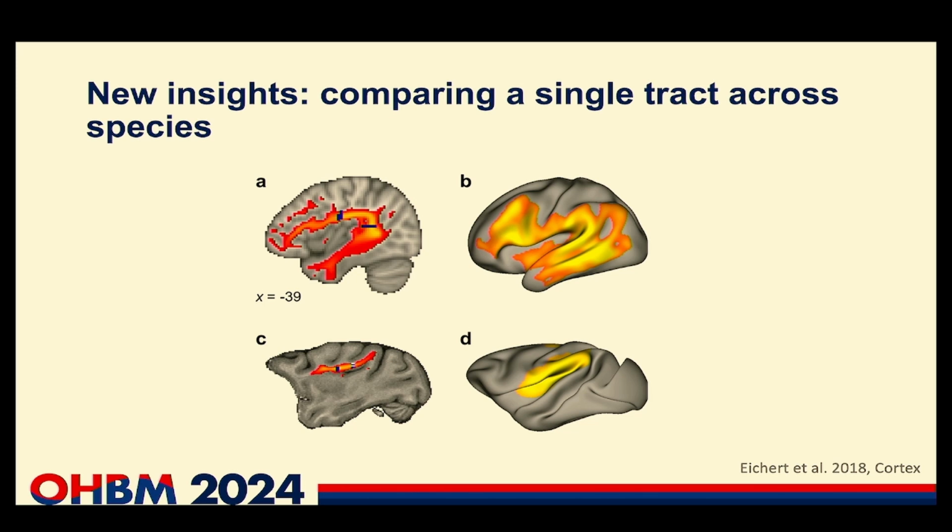Notably, the human arcuate fasciculus goes a lot more into the anterior temporal lobe, which is not really the case in the macaque. And here on this side, we see the reconstruction displayed on surface space, where we can see the difference a little bit more clearly.